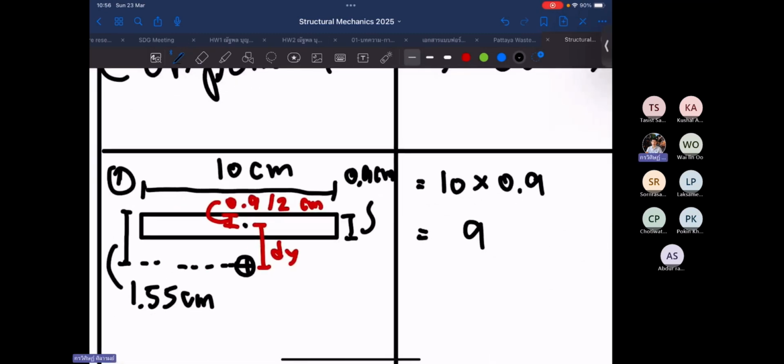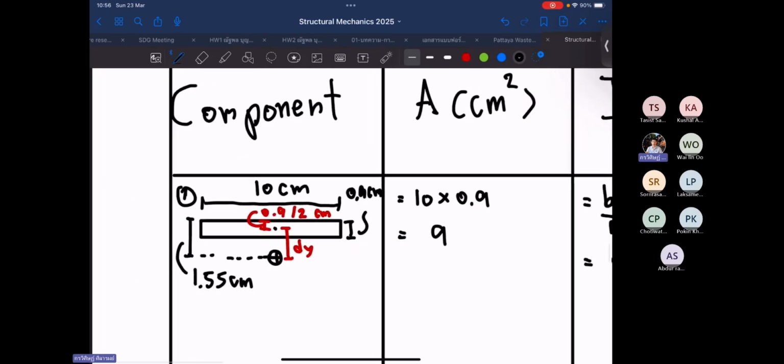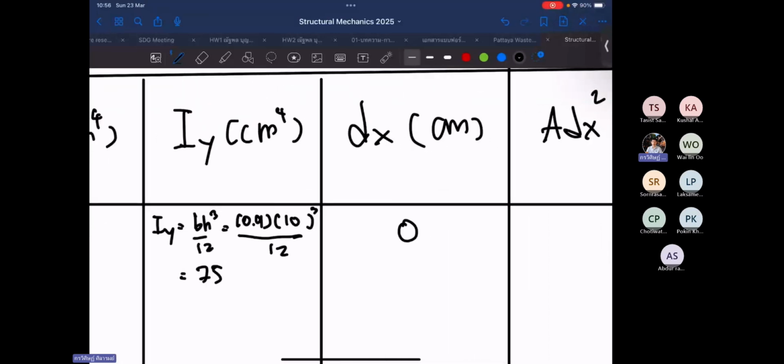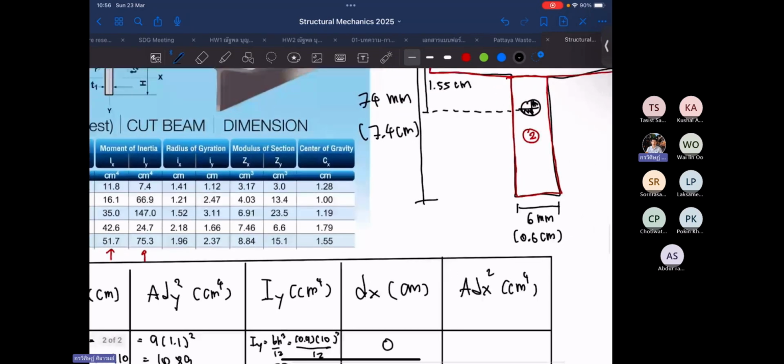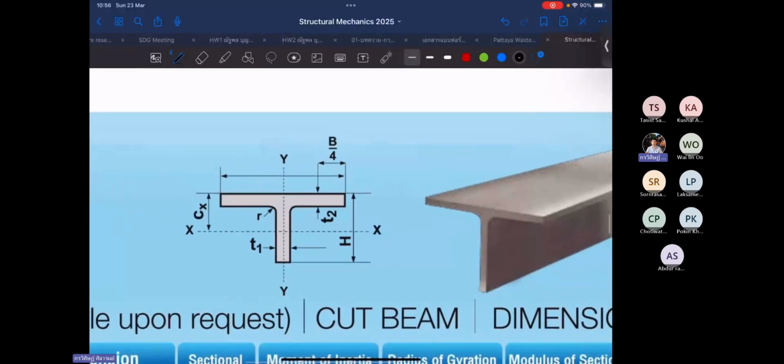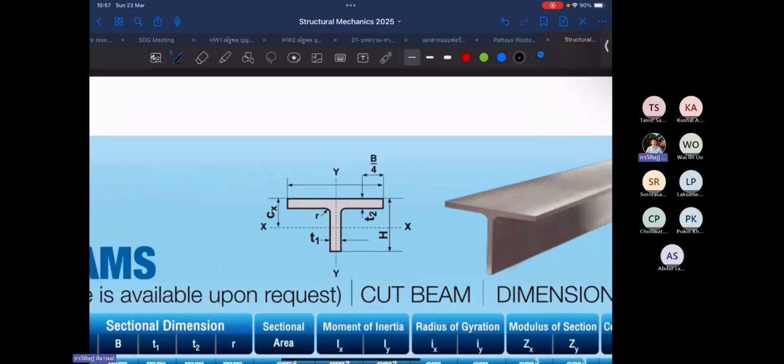The centroid of this component is at the middle of the component. So dx must become 0 because this one is symmetric in the y direction. So this dx must be equal to just 0. There is no distance from the centroid of this component in the x direction to the centroid of the shape, because you can imagine that this one is symmetric in the y direction, so there is no misalignment of the centroid of the component to the centroid of the shape.